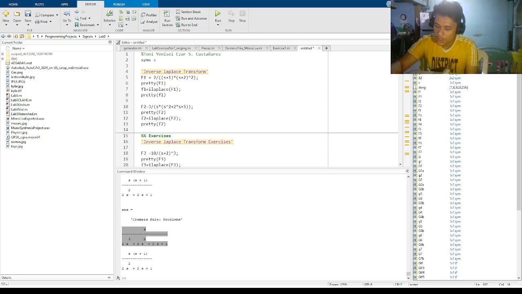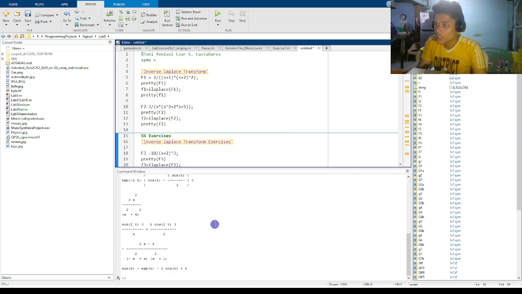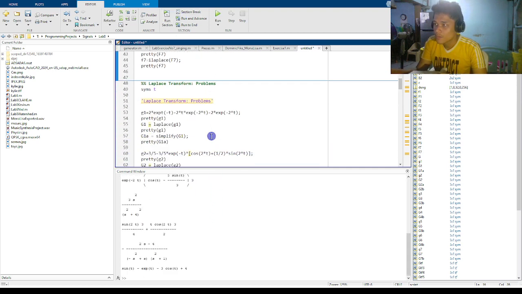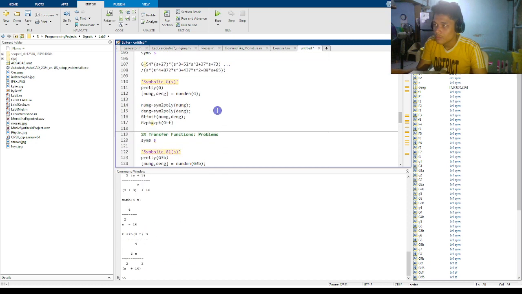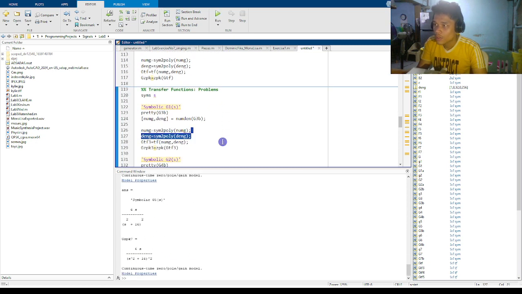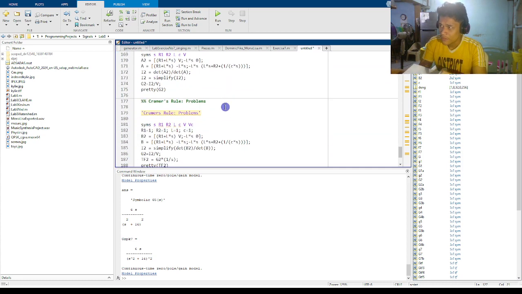This is a report on MATLAB exercise number 1, modeling in frequency domain using symbolic math. So 4 exercises were given. First is about the inverse Laplace transform. Second is about the Laplace transform. Third is about the transfer function. And finally, Cramer's rule.